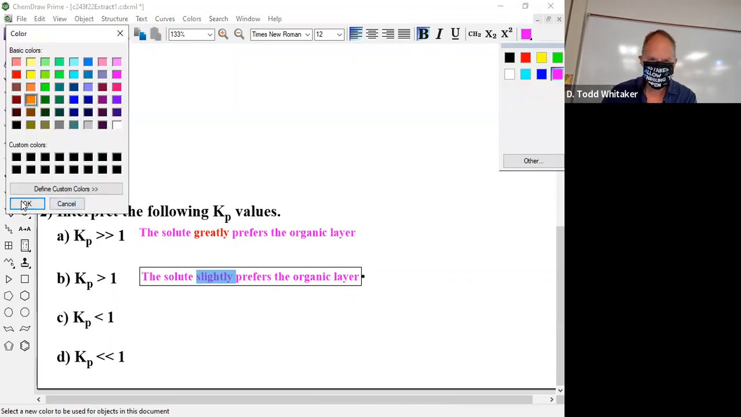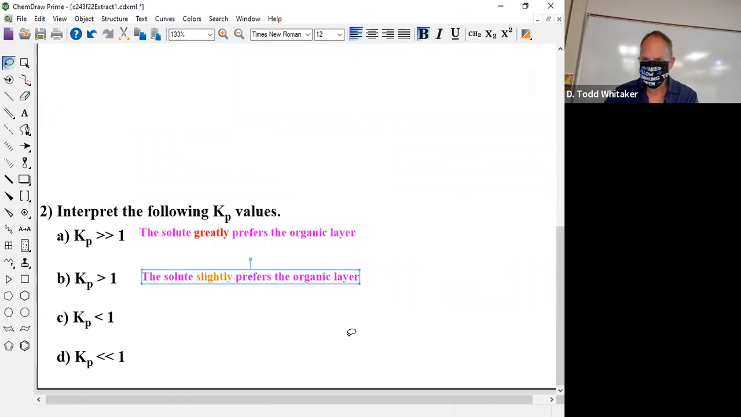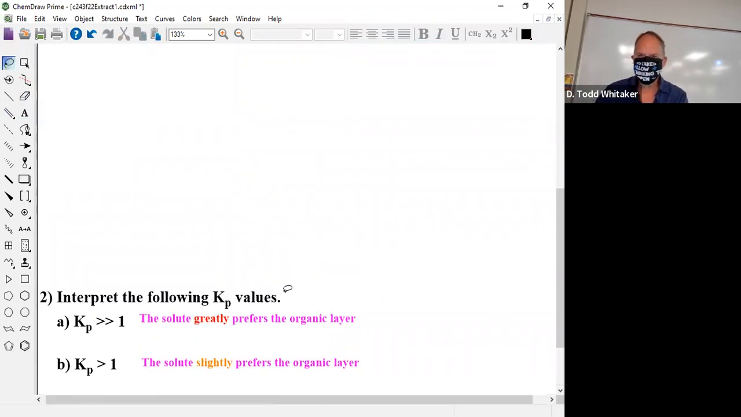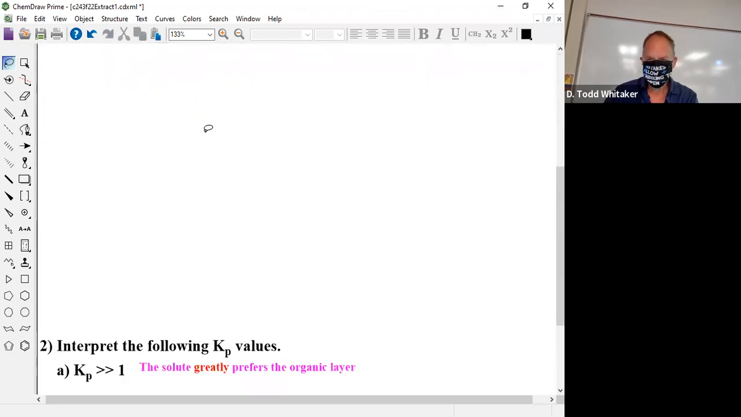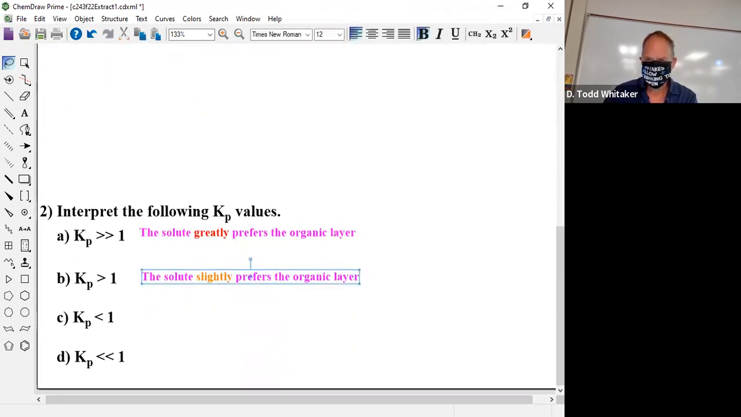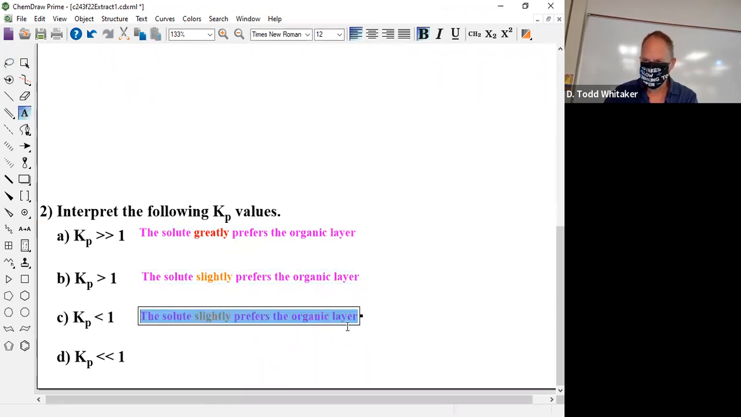There you go. Okay. And what about Kp less than 1? That means you're going to have more denominator than numerator. What's in the denominator is the aqueous layer. So if you've got a Kp less than 1, your solute now slightly prefers which layer? The aqueous layer. Aqueous. Yeah, we'll make that black.